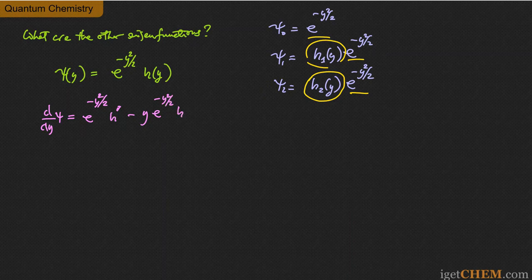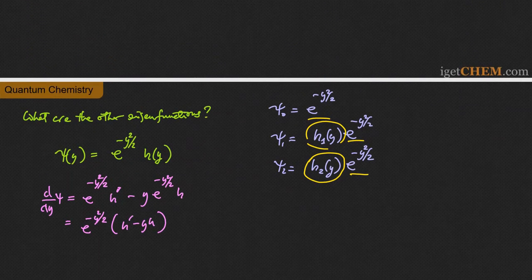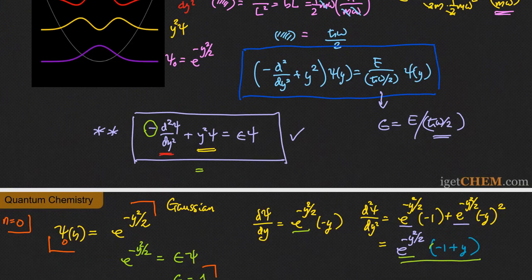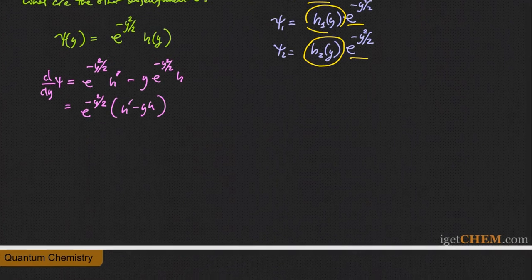h. So in fact, as we have seen previously, you can always factor out the Gaussian. So what is left inside is h prime minus yh itself. So that's the first derivative. For the Schrodinger equation, we need the second derivative. So we'll do one more.